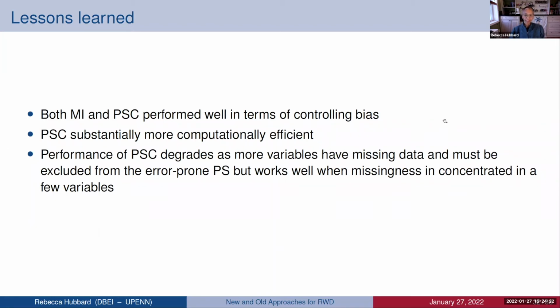But an important thing to keep in mind is how well propensity score calibration works is going to depend on how many variables you can incorporate into that complete propensity score, based on the error, the complete data or error-prone or proxy propensity score. So in the example that I showed, it had 3 variables in it that didn't have missingness. As you have more and more missingness in various covariates, you end up with fewer and fewer variables that can be part of that error-prone propensity score.